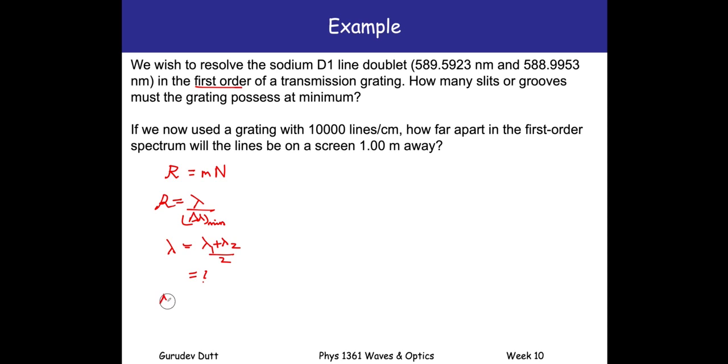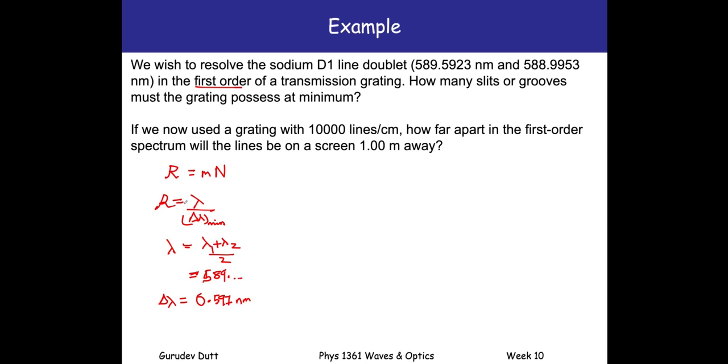And similarly, delta lambda minimum in this case is just the separation between these two wavelengths, which is going to be, let's see here, 0.597 nanometers, just the separation between them. And so that's it. So lambda is going to be approximately 589 point something, with some decimal, but it doesn't matter too much for our purposes.